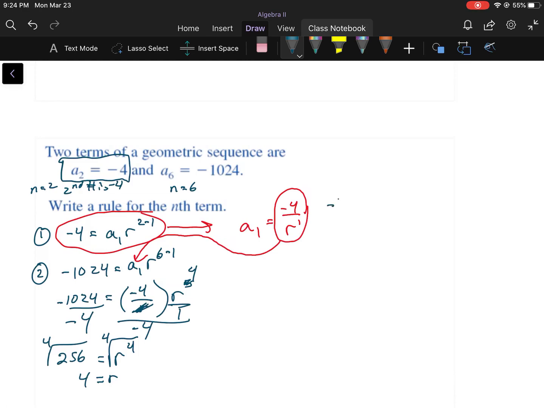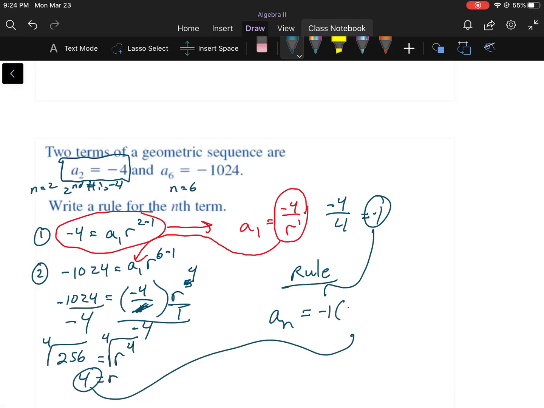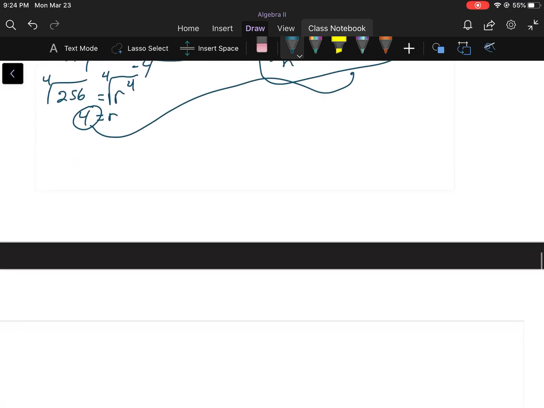Now to find a1, I'll take the 4 and put it into this fraction here, and I get negative 1. So my rule would be the first number here, and my ratio right there to the n minus 1 power. And there's my geometric sequence.